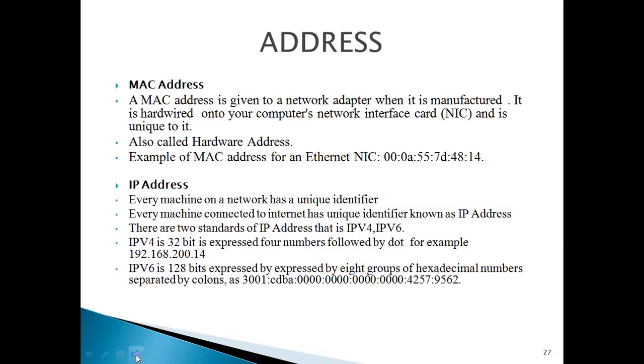There are two types of addresses. One is called the MAC address and the second one is the IP address. The MAC address is an address that is given to the computer at the time of manufacturing. This is also called the hardware address. An IP address is an address given to a machine that is connected to the network. There are two types of IP addresses: IPv4, which is 32-bit, and IPv6, which is 128 bits.